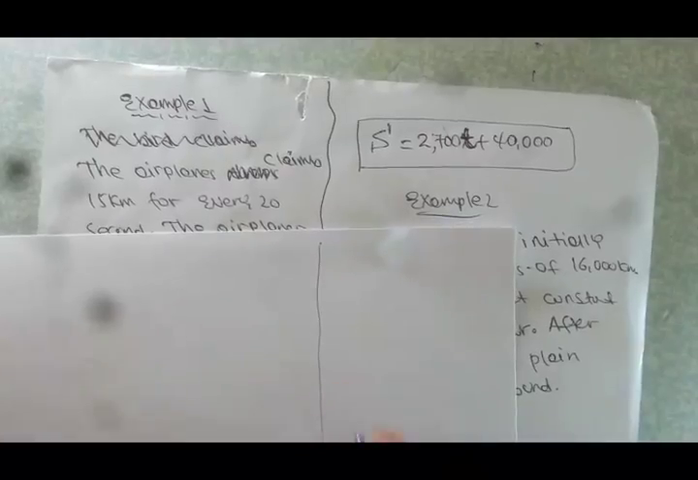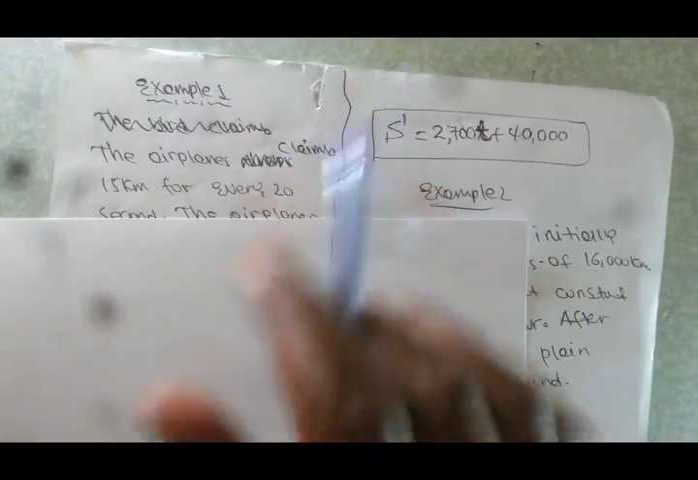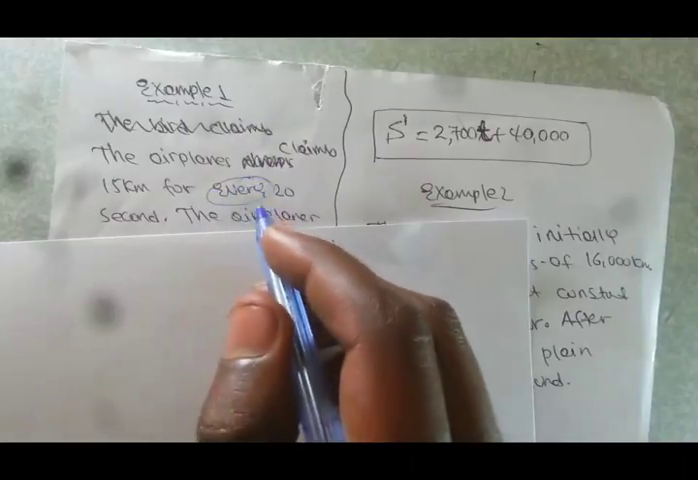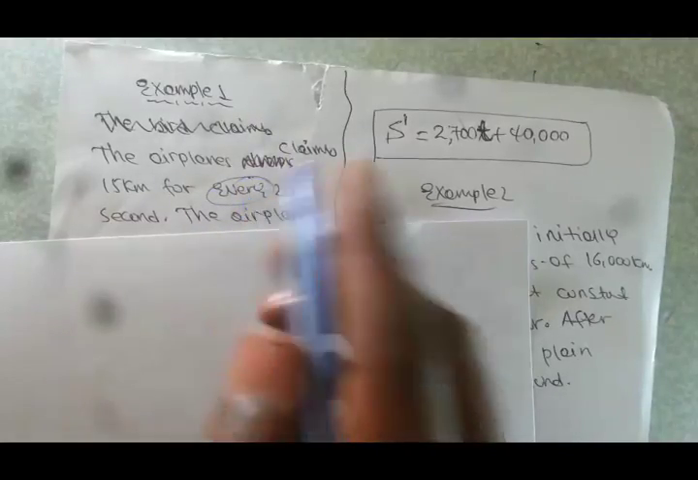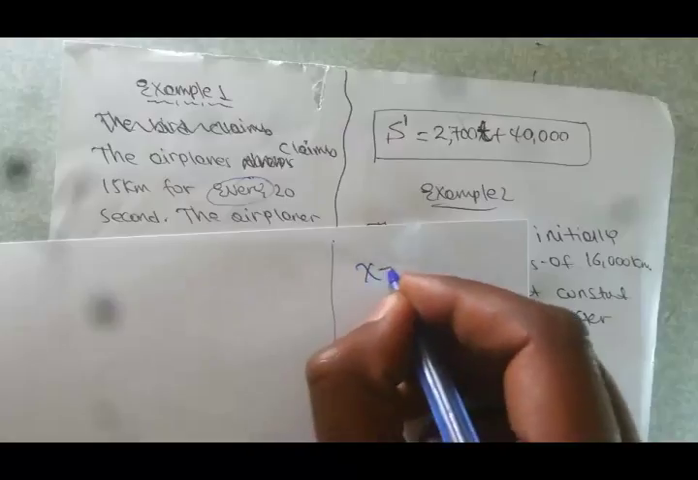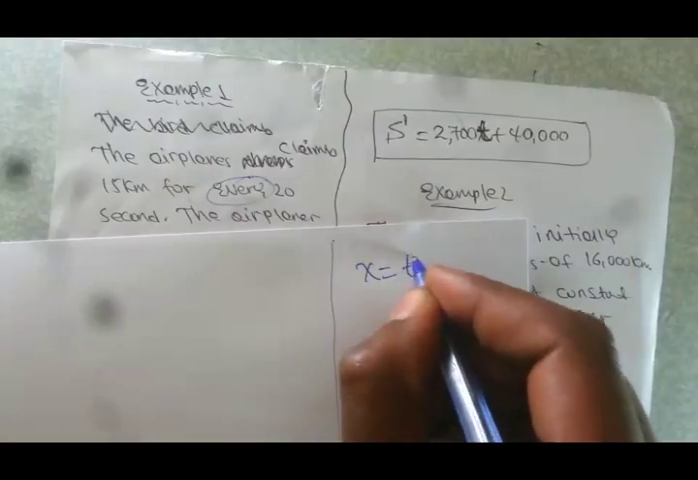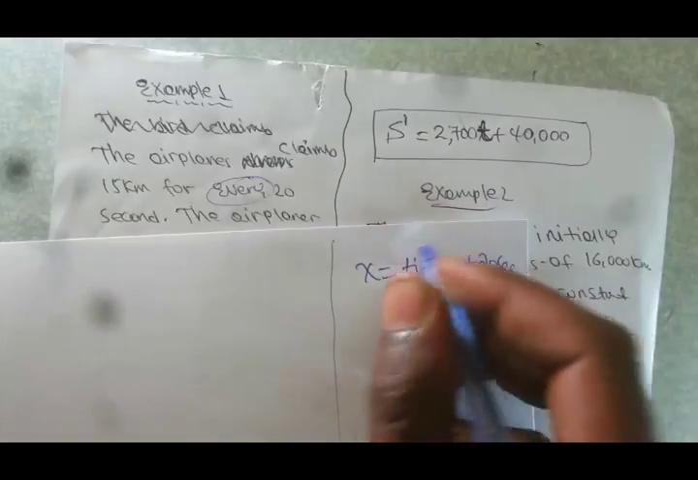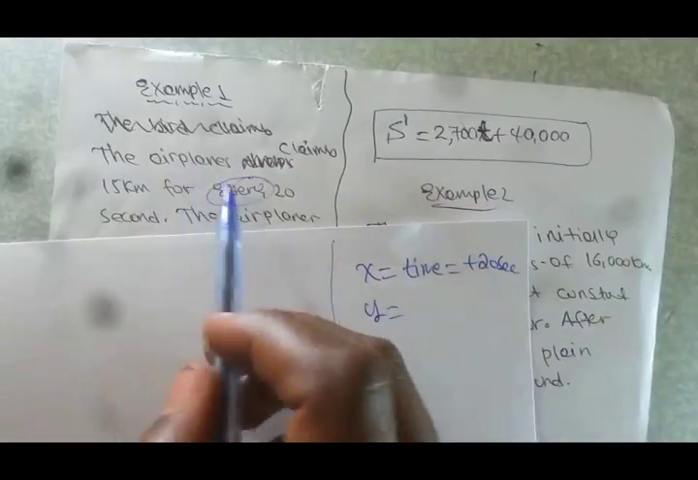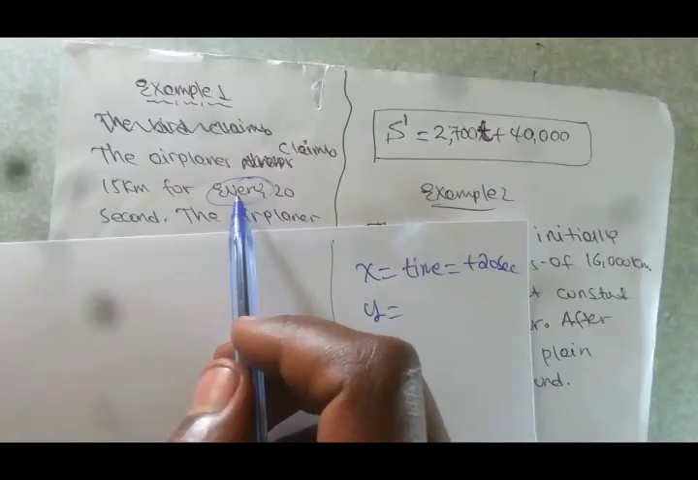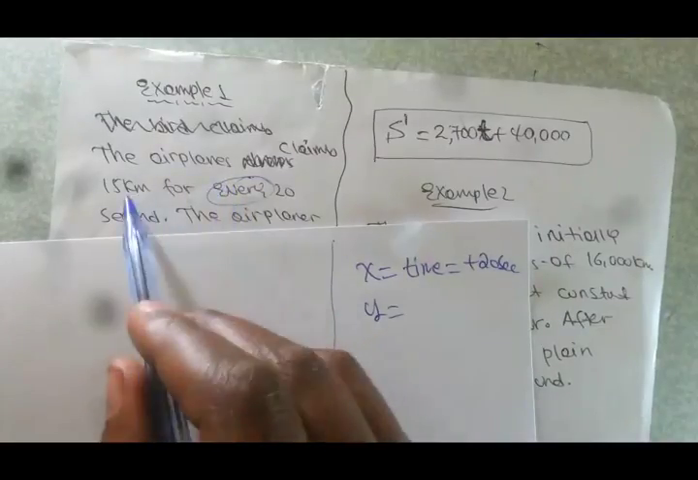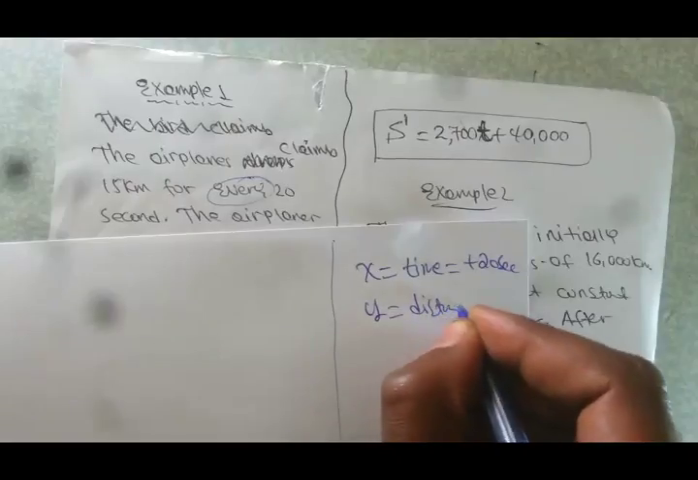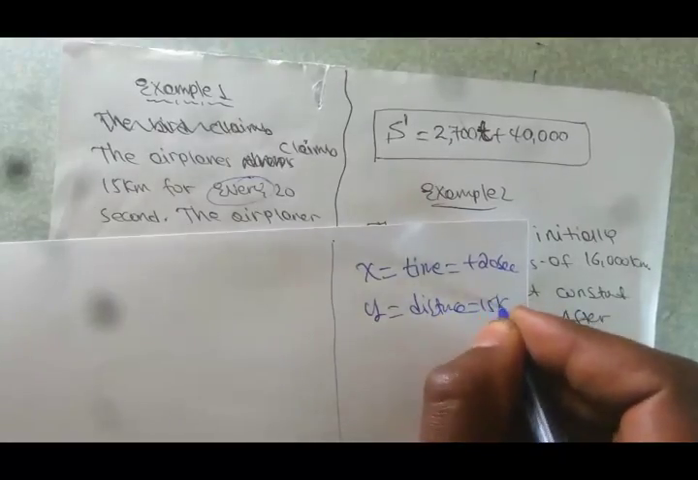Example 1 is given: the airplane climbs 15 kilometers for every 20 seconds. Whenever you find "every" or "each", it always represents the x value. Therefore, the value of x is time, equal to 20 seconds. The value of y is the rest, not written in the form of "every" or "each": 15 kilometers. This distance is equal to 15 kilometers.